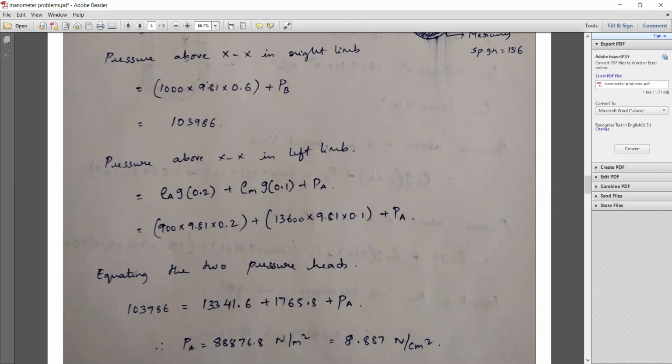Have you copied this problem? Shall I stop sharing the slide? Yes, sir. Completed. Anybody who needs time to write this, please inform me.